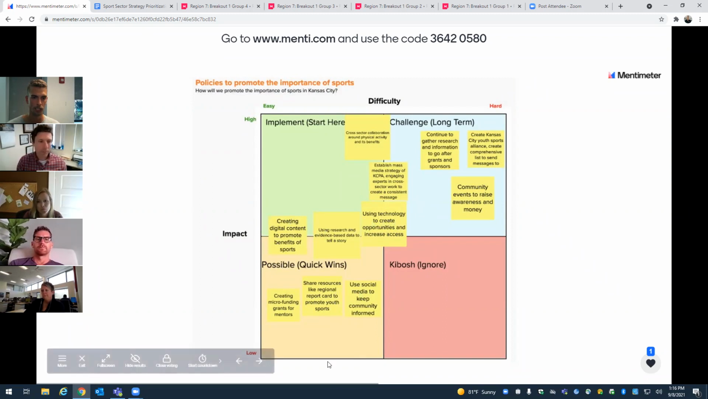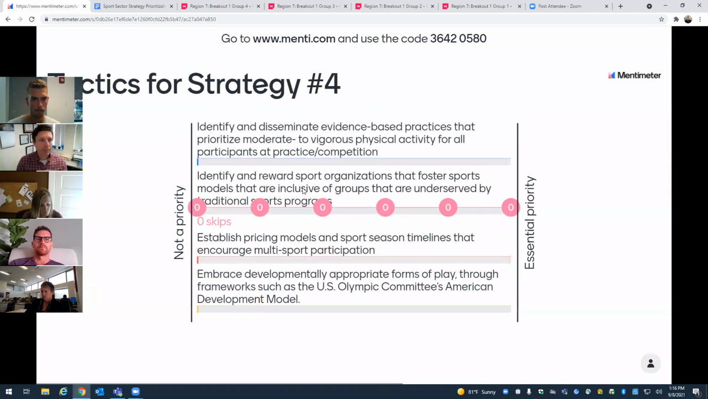Social media is down here, which these three are pretty easy to do, but maybe low impact, creating micro funding grants, and then another research and evidence-based data. So let's keep these in mind as we continue this conversation and we vote on the tactics. But first and foremost, let's vote on these so then we can talk about them individually and we can see where they rank from one another.